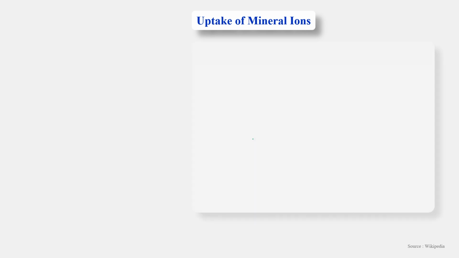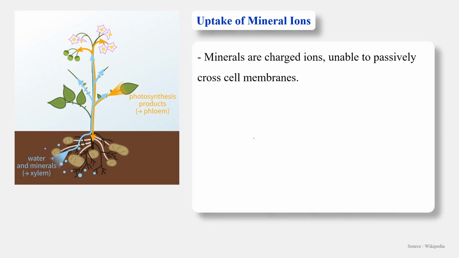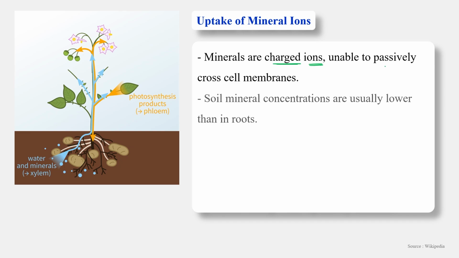Okay, now uptake of mineral ions. Uptake of mineral ions also occurs through transpiration pull. As you know, minerals are present as charged ions, so they are unable to passively cross the cell membrane. Soil mineral concentration is usually present in lower amount than in the root.